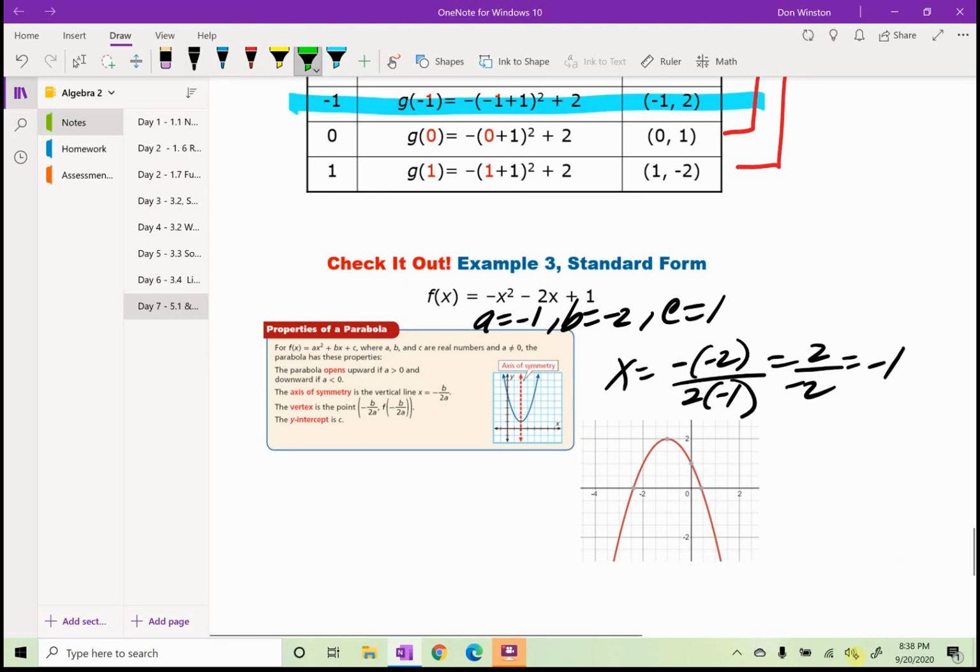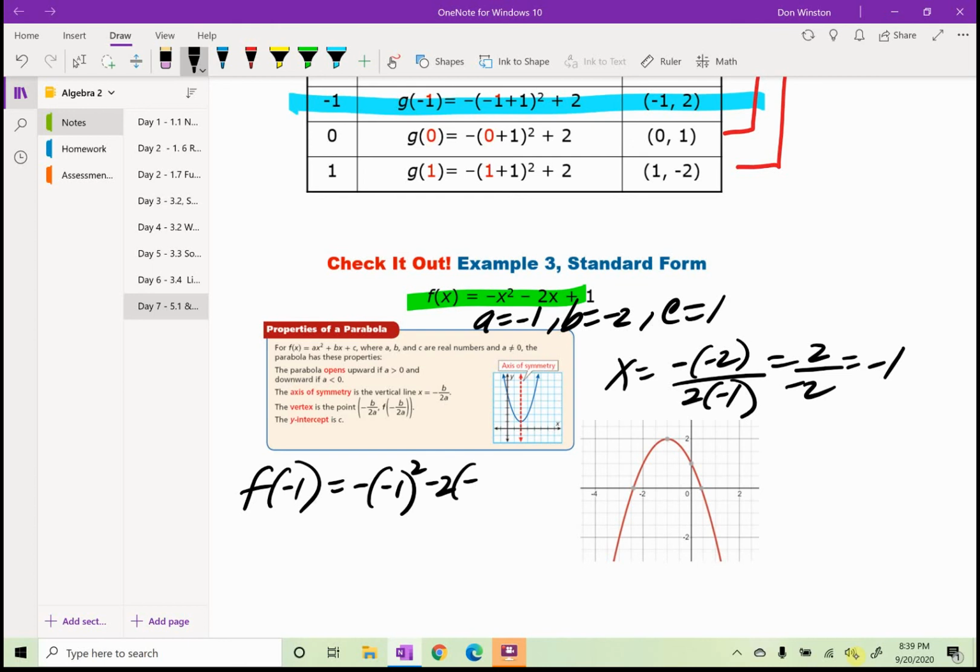We take negative 1 and we just substitute it into our standard form. So f of negative 1 equals negative 1 squared minus 2 times negative 1 plus 1. Negative 1 squared is 1, and the opposite of 1 is negative 1. Negative 2 times negative 1 is a positive 2. And then we have plus 1. 2 plus 1 is 3. Negative 1 plus 3 gives us 2.